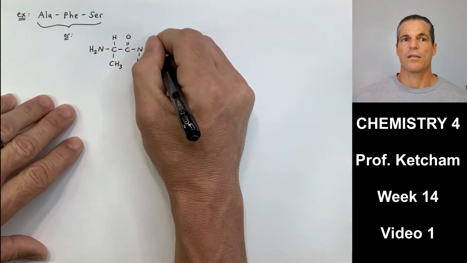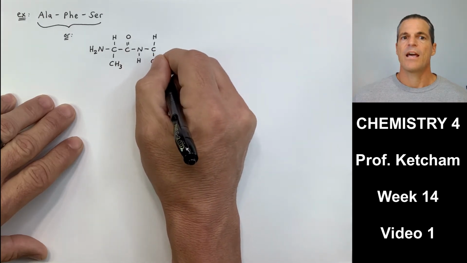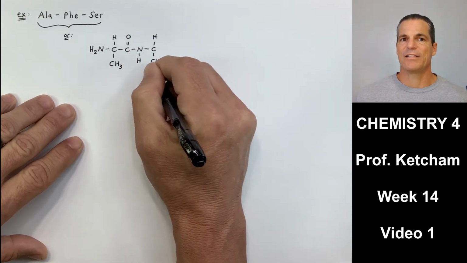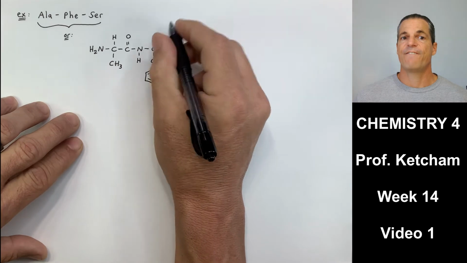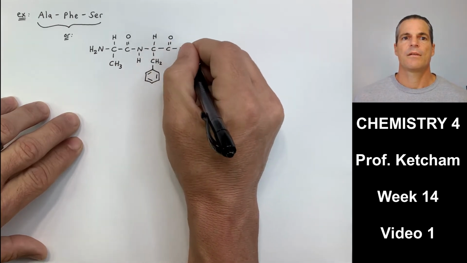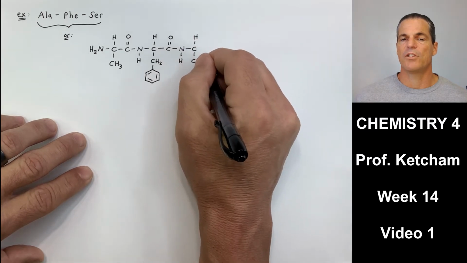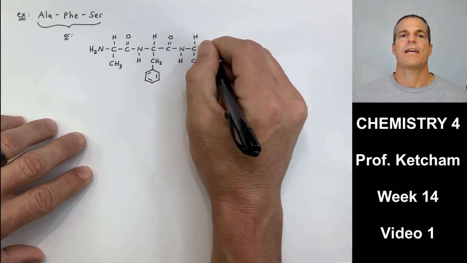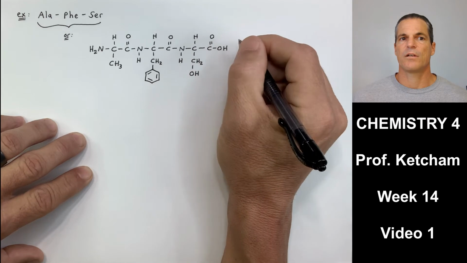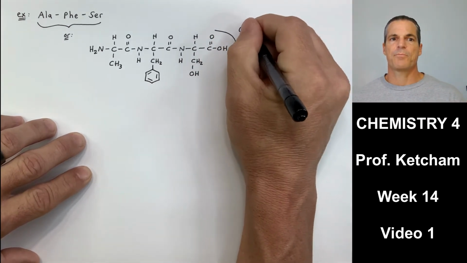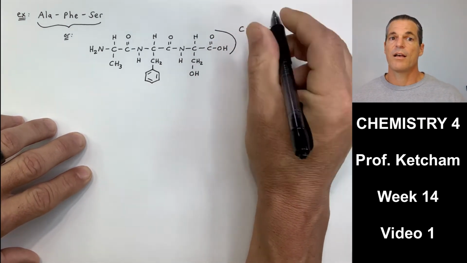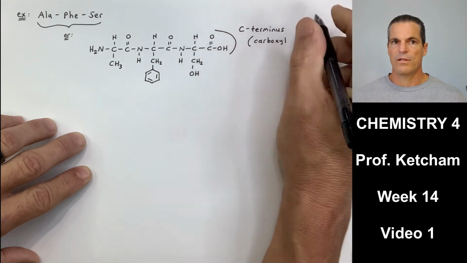So I'm drawing alanine, and then I'm drawing a peptide bond that links it to phenylalanine, and then I'm drawing a second peptide bond, C double bond O N, that links to serine. So if I see ALA-PHE-SER, I've drawn this all out now.